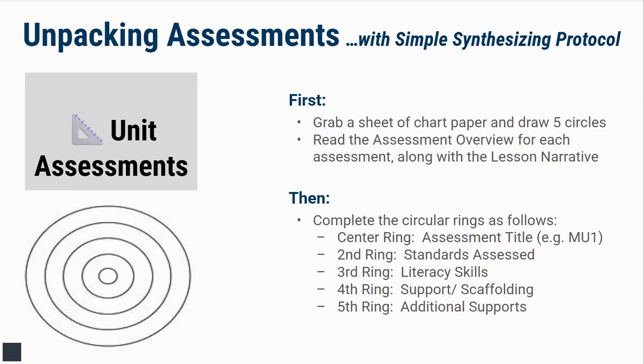The third ring is about the literacy skills. So we want to know what skills our students need in order to achieve mastery, not only on this assessment, but really to be able to answer these questions. What skills do they need to be successful? And from there, the fourth ring is about what supports and scaffolds we need to make sure are in place so that the students truly are successful with showcasing their learning of those literacy skills.